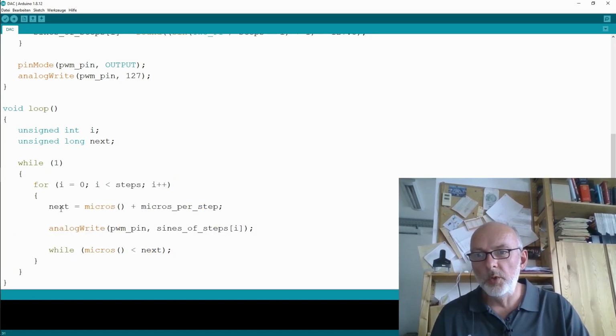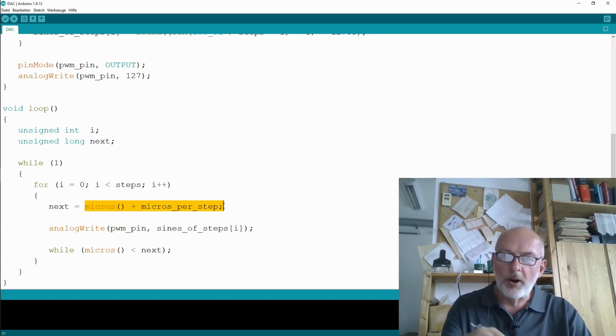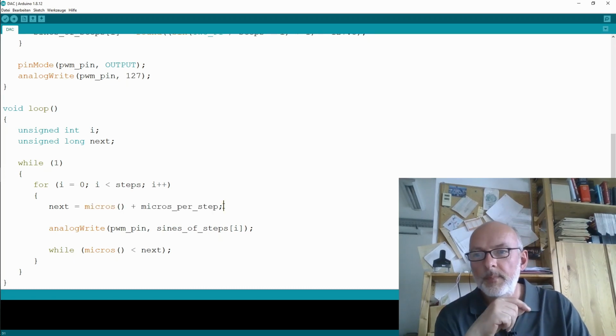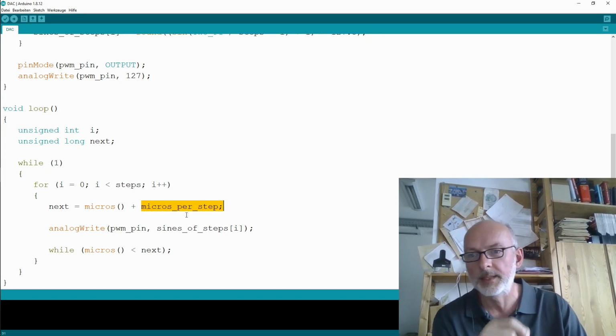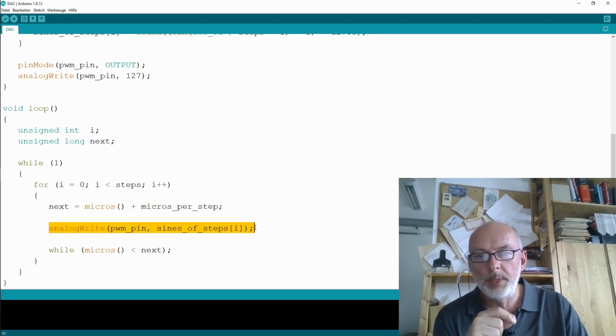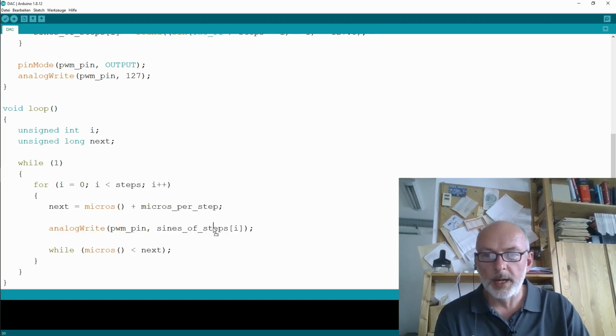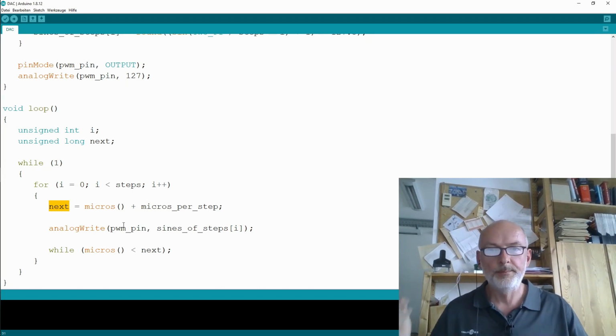And in each loop, I first calculate when I have to perform the next step. So the current time in microseconds plus the time a step should take in microseconds. Then I write my PWM value from my array for the appropriate step to the pin. And then I wait until the time I calculated has arrived, and then next step, and so on. And that's all the code there is.